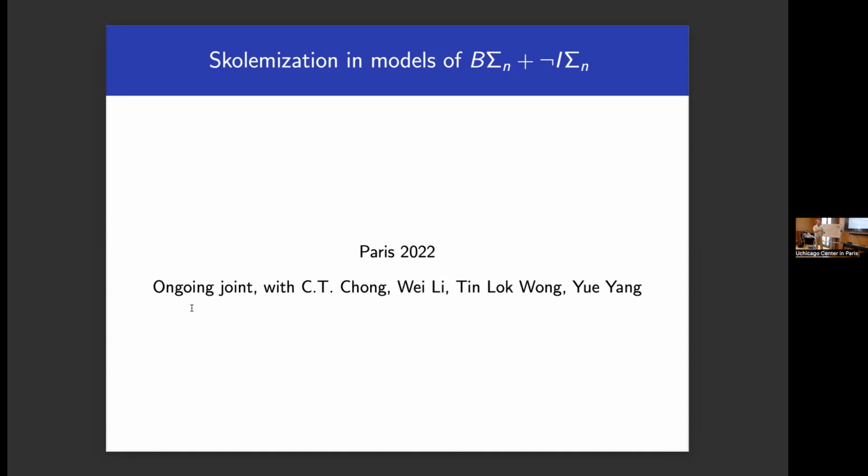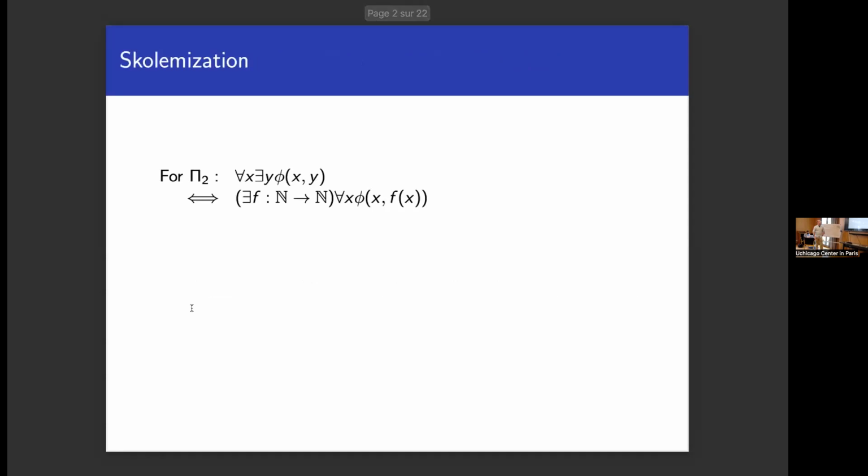So, skolemization and models of B sigma n plus not I sigma n. That's a false axiom, just what most people would say, but it's something we like to play with a lot. And sometimes you get a proof with a cut in it, for example. And this type of thing turns out to be pretty useful later on. So, to begin, I assume you all know what skolemization is normally.